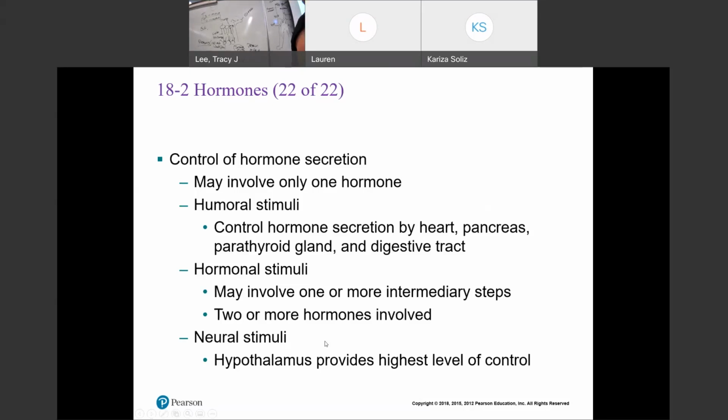Neural, we talked about the hypothalamus. This is the highest level. That's the important thing to know about this. Neural stimuli is the highest level of control.